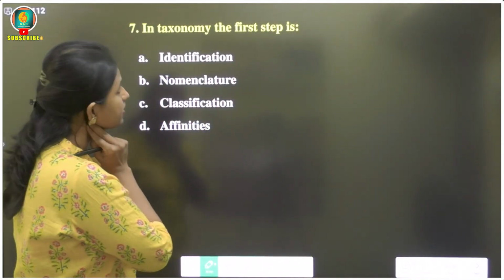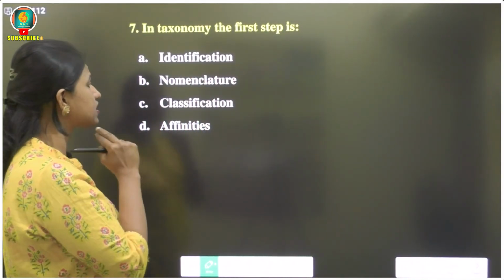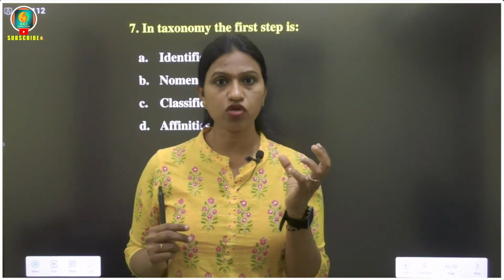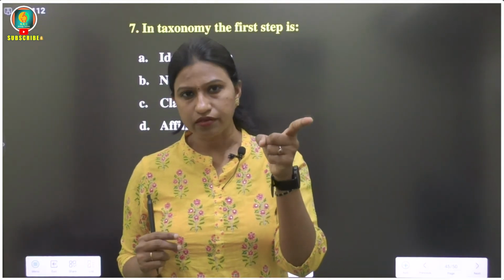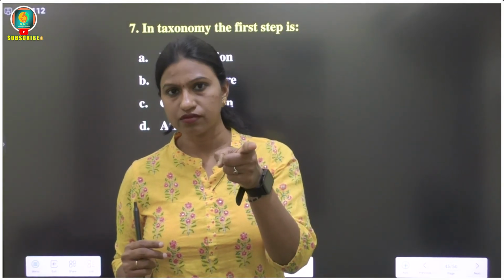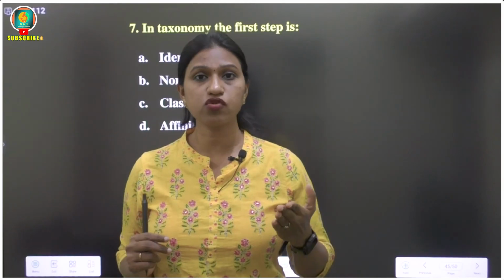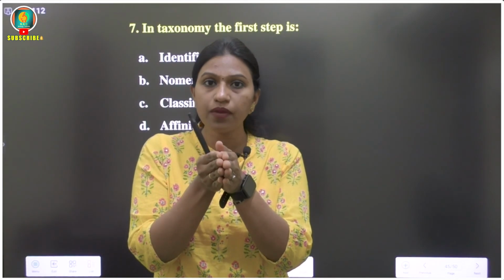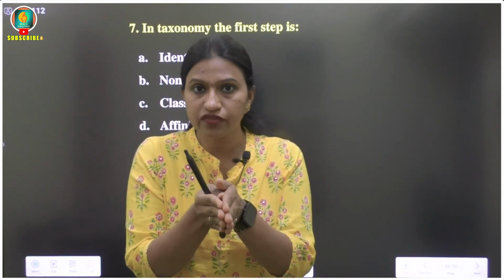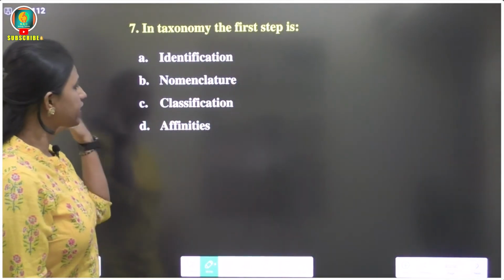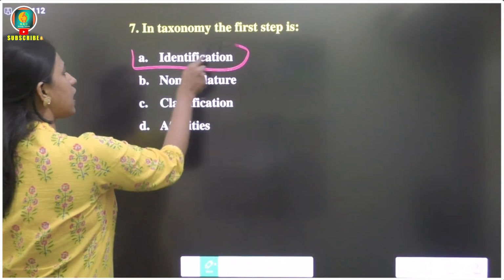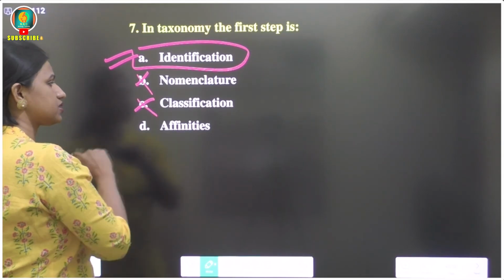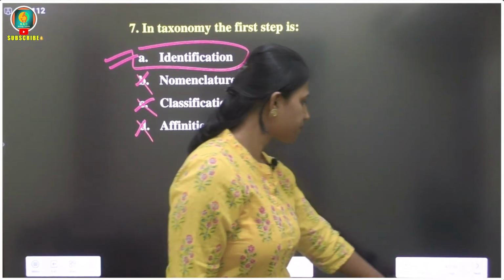Next question. In taxonomy, what is the first step? That means when you take an organism to a taxonomist, what does he do? He studies the characters. Then he goes on to identify the animal. Correct? If characterization is not given, as I said in the beginning, characterization and identification together can be considered as identification only. So let us pick identification as the first step. Nomenclature is the last step. And the third step is classification, not affinities.